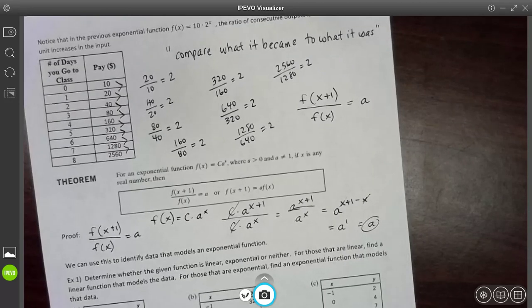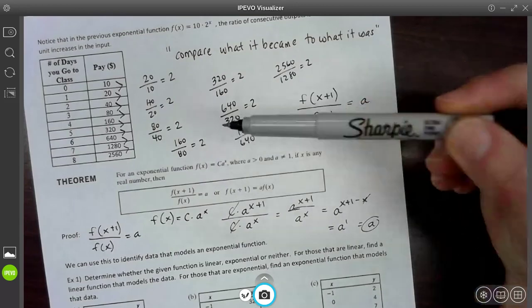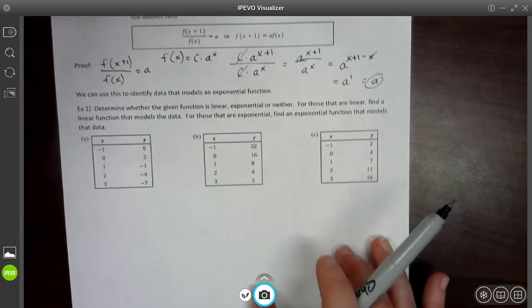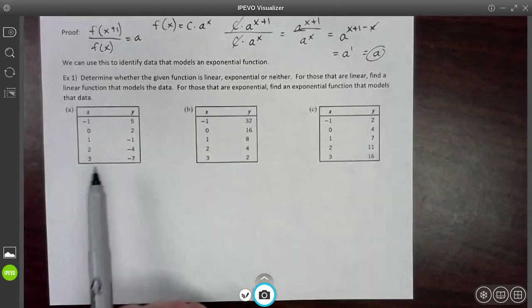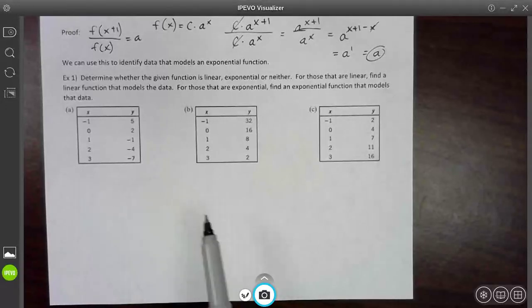If they ever want you to look at data and ask if it's exponential data or not, this is what you have to prove. You have to prove that consecutive outputs get you that ratio. All right, so that's all we're going to do today. Just because I don't have a lot of time, I'm just going to give you a couple examples where you're actually going to look and say, is this exponential data? Is it linear data? Or is it neither?